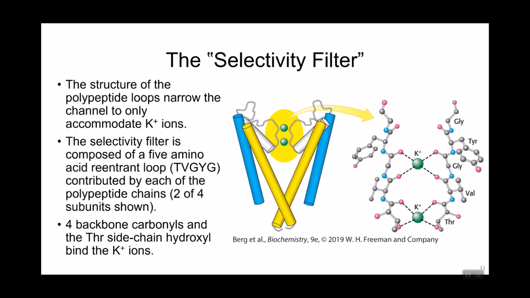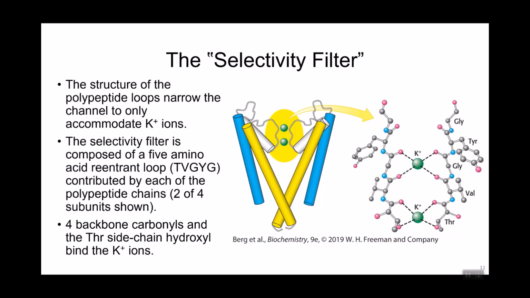People had speculated that there's got to be something in the channel that selects for one ion versus another, and it turns out that it wasn't a defined structure, say an alpha helix or a beta strand. It's found in the loops that are contributed by each of the subunits. This is just a cutaway view of 2 of the 4 monomers for simplicity, but each of the monomers contributes a polypeptide loop to narrow that channel and only allow these green potassium ions to bind.